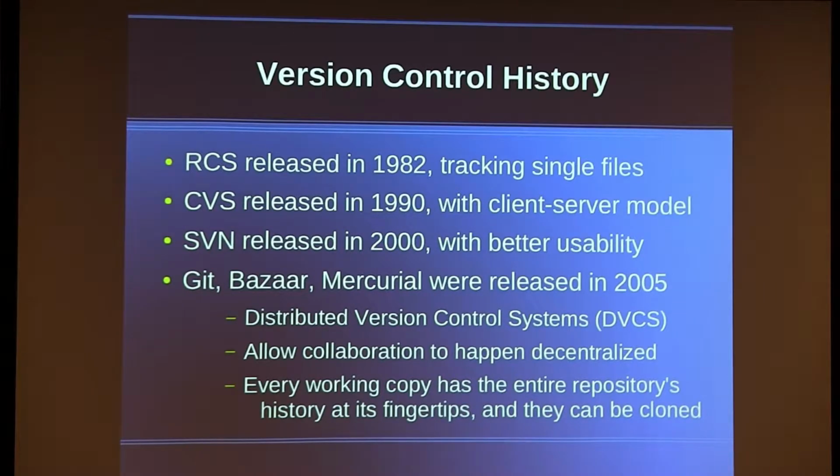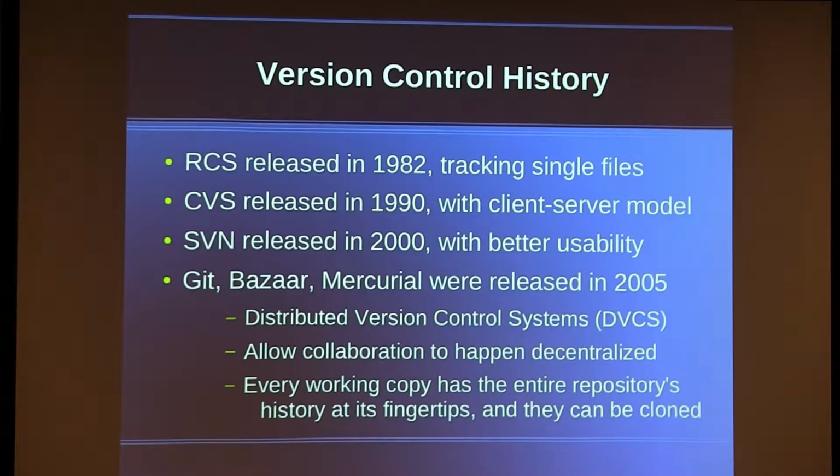So the history of version control goes back pretty long. In 1982, they released what's called RCS. It's just revision control system, and it was for tracking a single file. It was basically the equivalent of doing backup files. And so you could track on a single system, a single set of files amongst whoever had access to that system. Then in 1990, they released CVS.